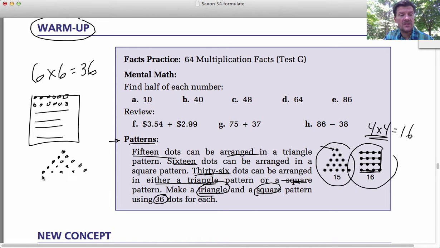So we were at 15, 16, 17, 18, 19, 20, 21, 22, 23, 24, 25, 26, 27, 28, 29, 30, 31, 32, 33, 34, 35, and 36. Perfect. So there's your triangle using 36 dots.